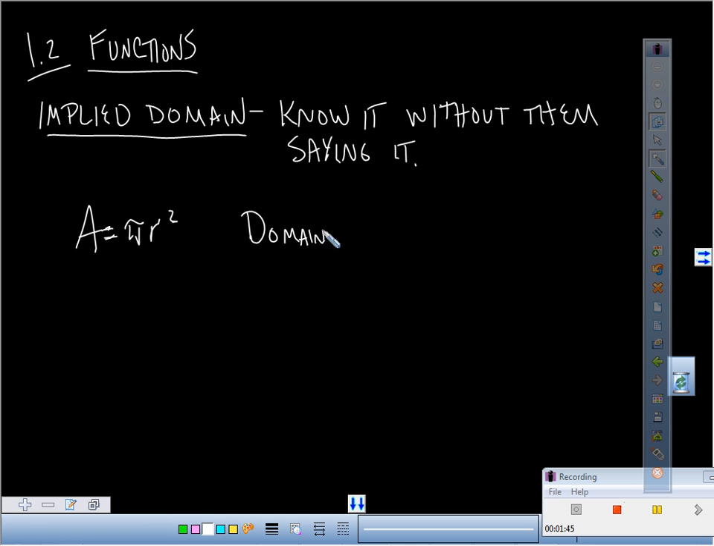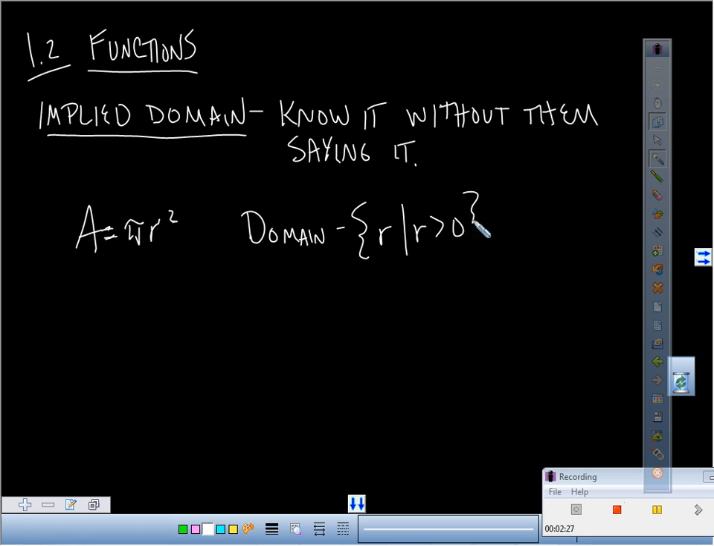What if I ask you about its domain? Which one is its domain? R. Very good. So the domain would be any R such that what? What can R be? Any real number? What does R stand for? A radius. What does R have to be? Greater than 0. That's an implied domain.